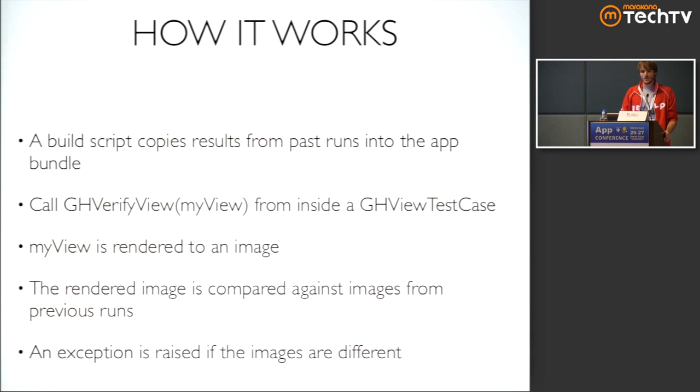A little bit about how it works. We have a script that you include as your build process when you're running tests. That copies images from past runs that you have approved into the app bundle. In your test, you call GHVerifyView. What GHVerifyView does is it renders your view to an image, checks to see if there's a previous image. If there is no previous image, it'll raise a view unavailable exception, so you have to approve it the first time. If there is an image, it'll compare it to see if it's different. If it's different, it'll raise an exception. If it's not different, the test will pass.